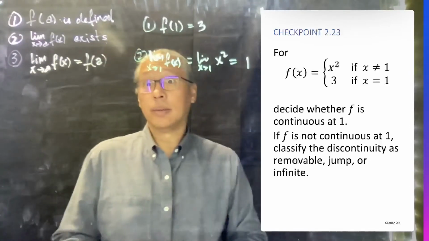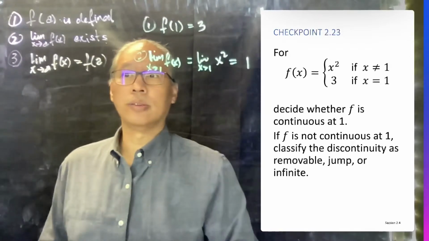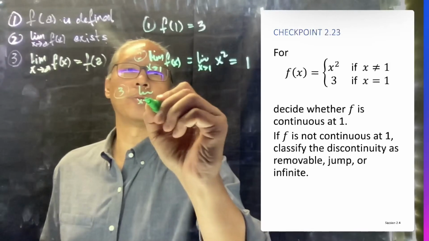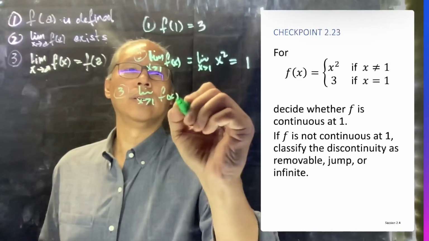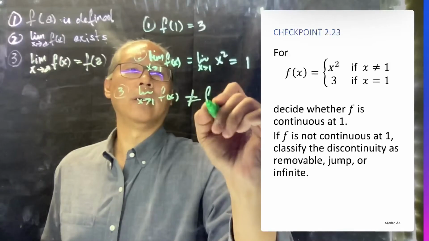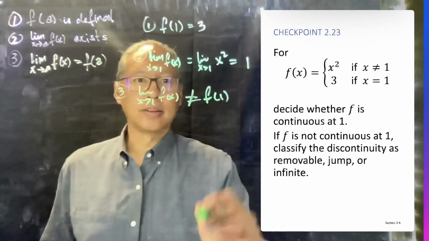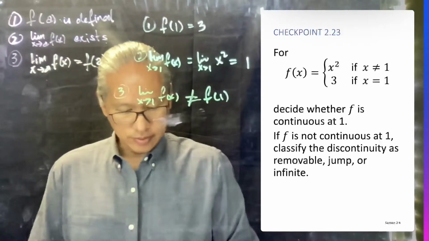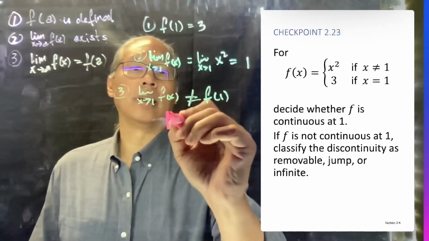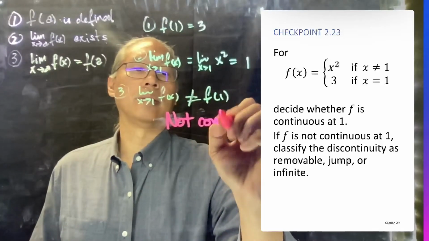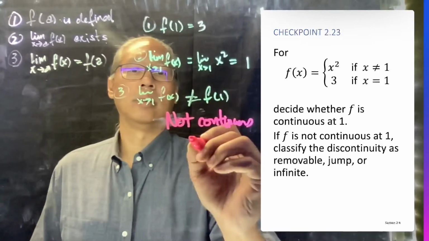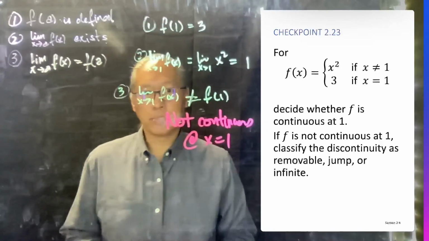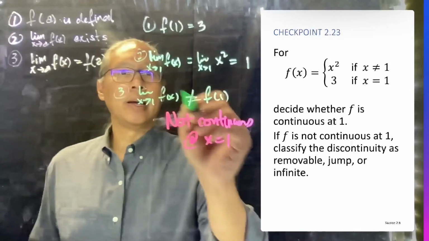And now we get to the third part, and clearly these two are not equal. So the limit as x approaches 1 of f of x is not equal to f of 1. So this is not continuous at x equals 1. All right, so now we've established that it's not continuous, but now we know that the limit does exist from both sides.